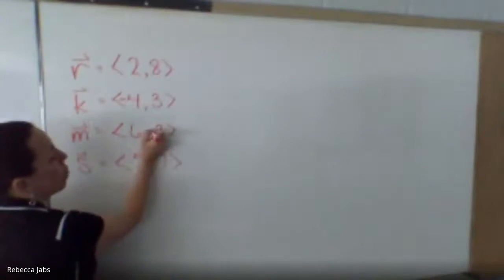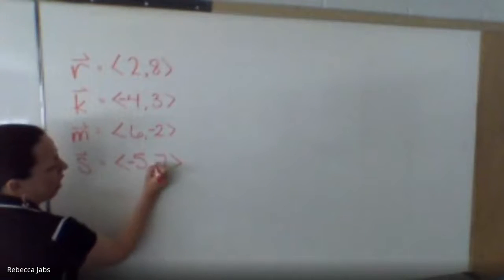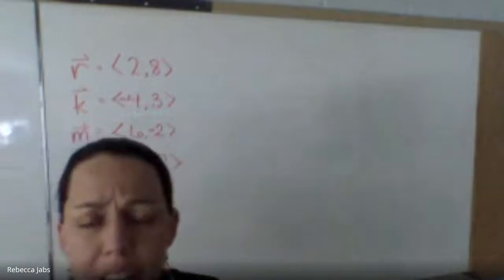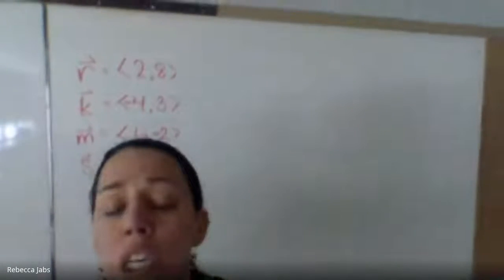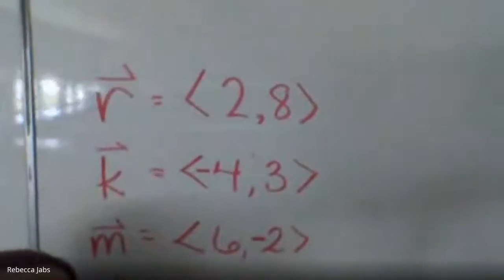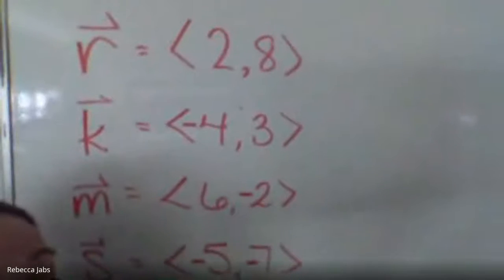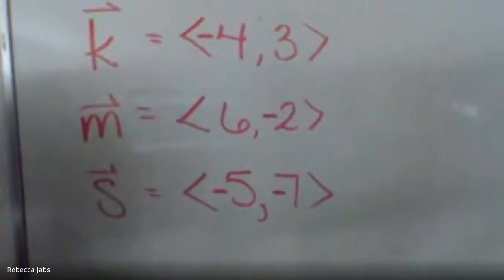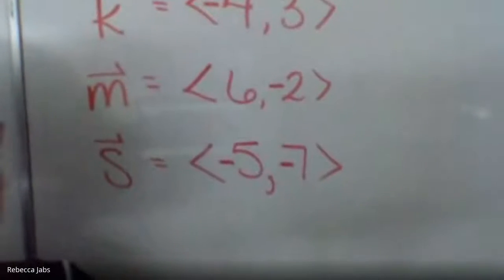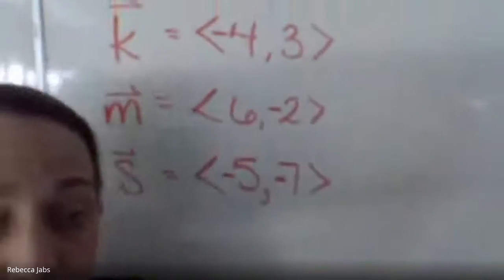So I'm going to go back on Kaylin's. I'm going to make the 4 be a negative. I will zoom in on these and go a little bit closer so you can see them. On Michaela's, I'm going to make her 2 be negative. And on Shariah's, I'm actually going to make both of them be negative. All right, because that just gives us a few different negatives and positives in different places. So right now we had vector R was 2, 8, both positive. Vector K is now -4, 3, just so we can get some negatives in there. Vector M is 6, -2, and vector S is -5, -7.